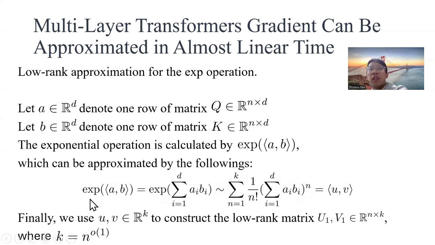We first expand the inner product into the summation form, and then we use the Taylor expansion and approximate with enough terms. Then we can transform this summation and multiplication into the inner product of two vectors u and v, where u and v are of dimension k. Then we can use these u and v to construct the n by k matrices U1 and V1, and then we get our low-rank matrix.